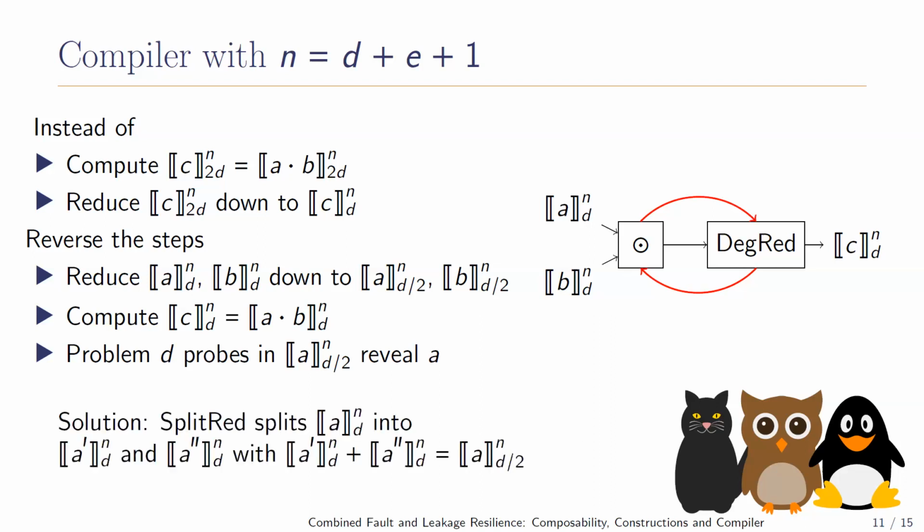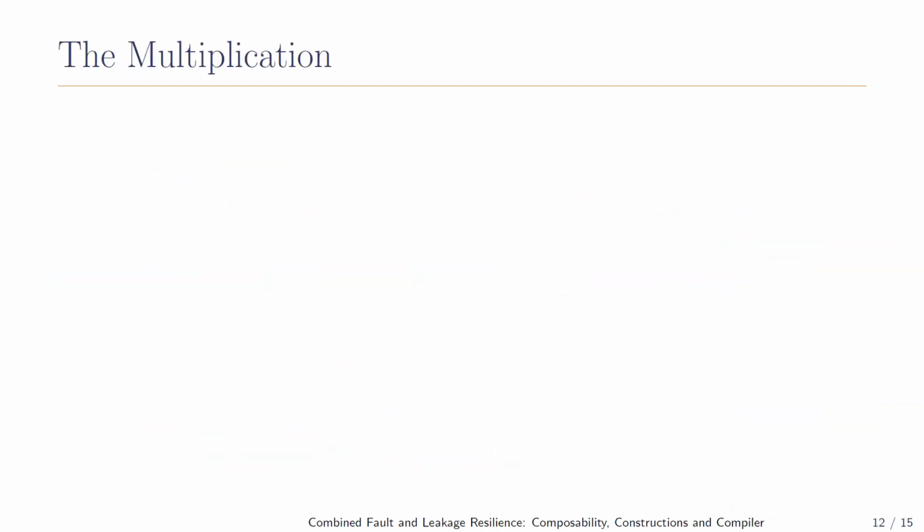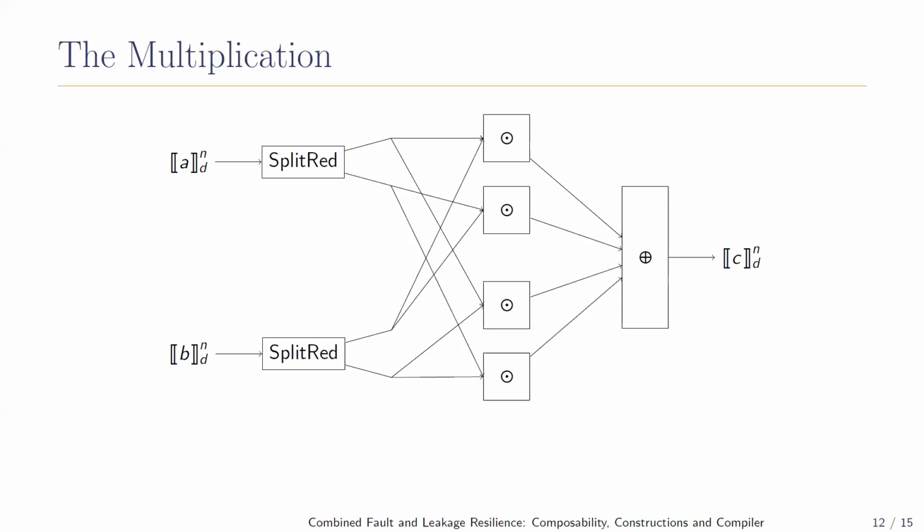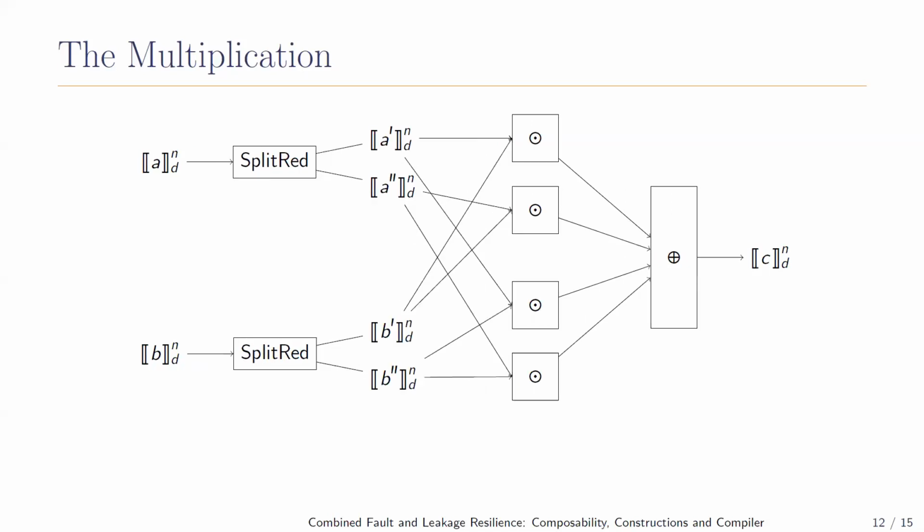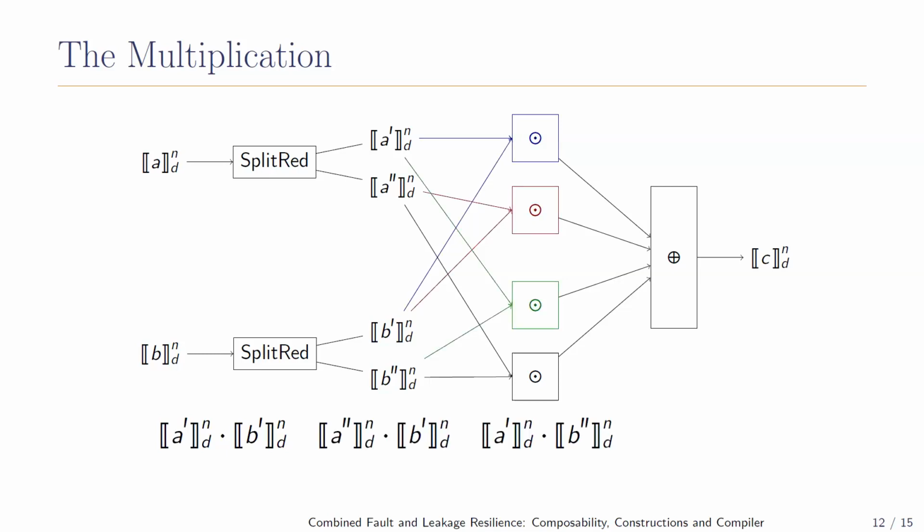But we still use this high-level idea, but we use a split-reduction gadget that generates two polynomials, A prime and A prime prime, such that when they sum up, they are exactly this degree d half polynomial of A. Okay. So how does it work in our multiplication? We first use the split gadget for A and B to generate A prime, A prime prime, B prime, and B prime prime. And then we shareways multiply each combination, A prime B prime, and so on, and add them all together. And this is our result.